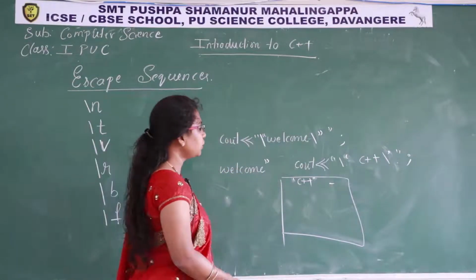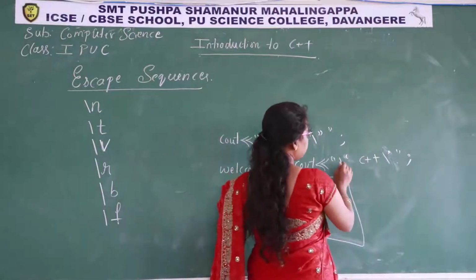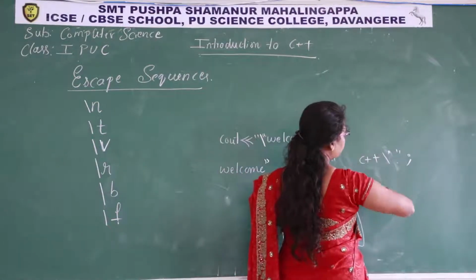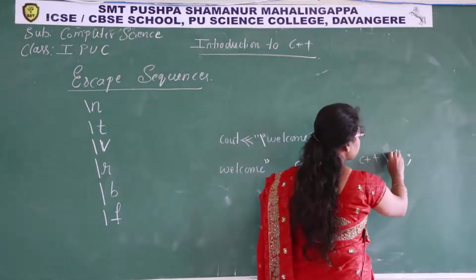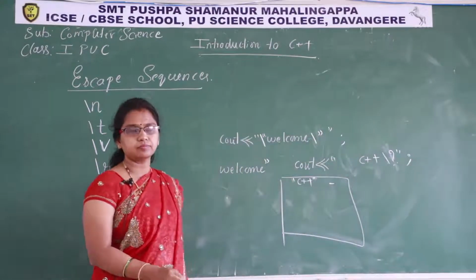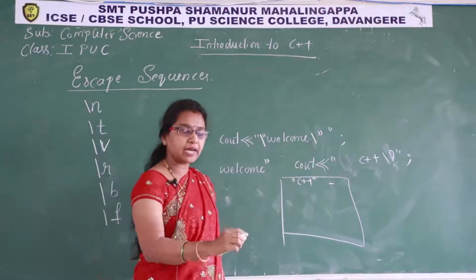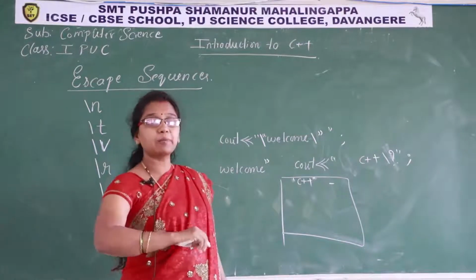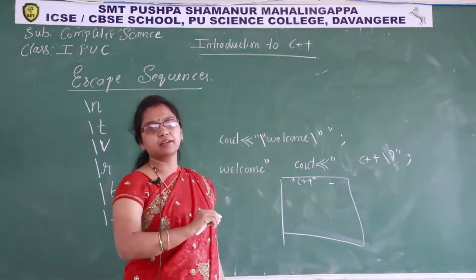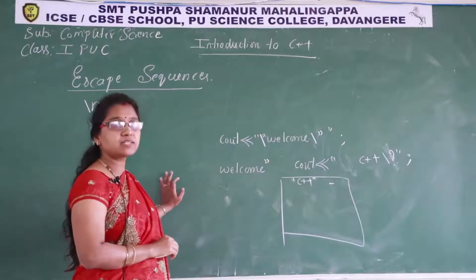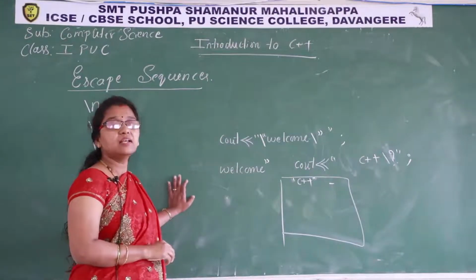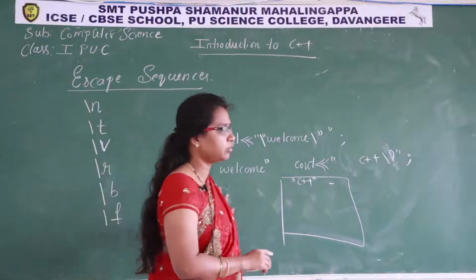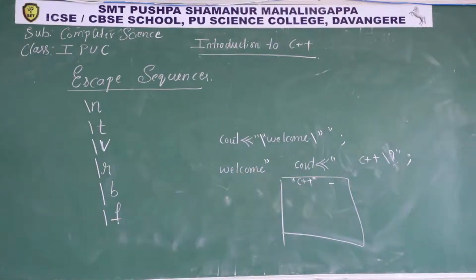Understood? If you want to put a question mark here, so here I don't want a question mark, here I want to put a question mark, then how to write? Backslash question mark. Okay? So whichever character you want to display on the screen, you have to write that character after a backslash. So only some standard characters are used as escape sequences. All of you write down escape sequences.